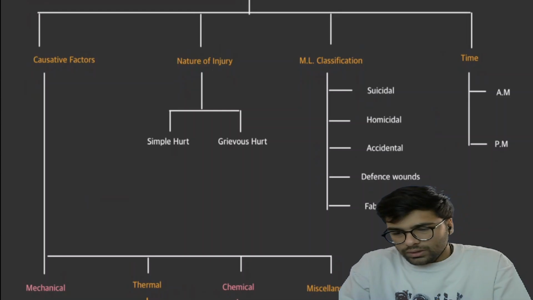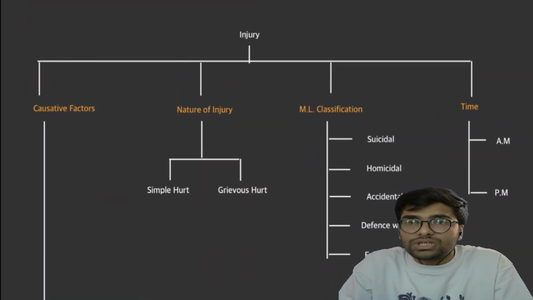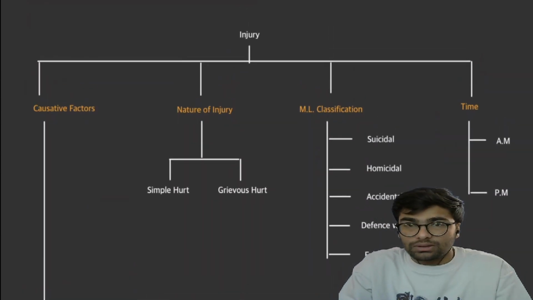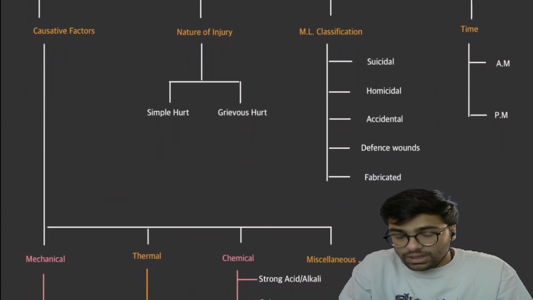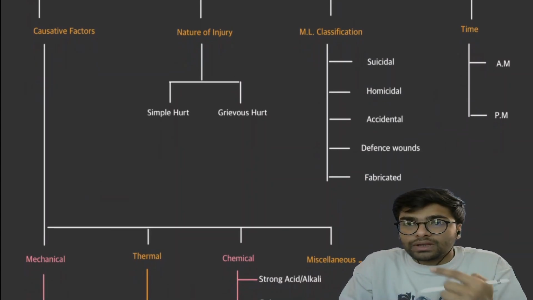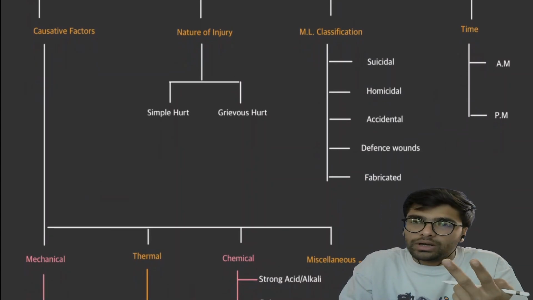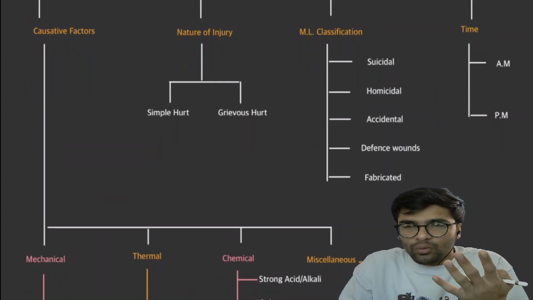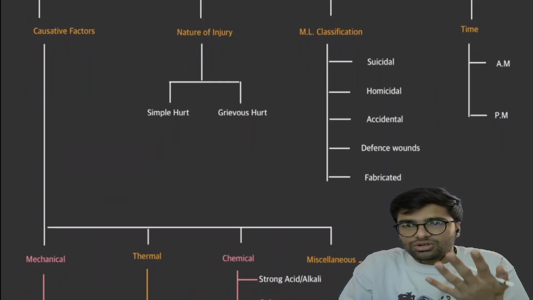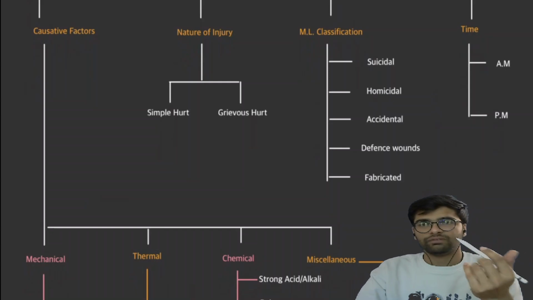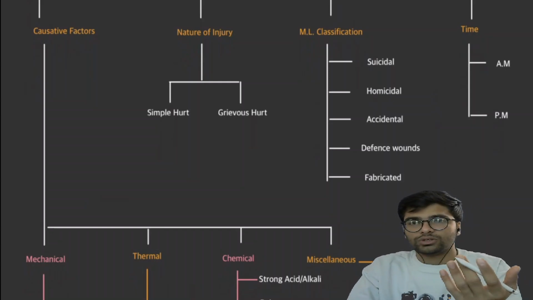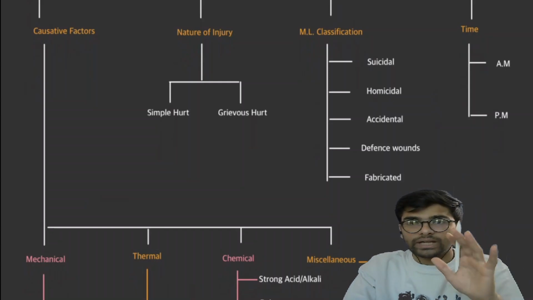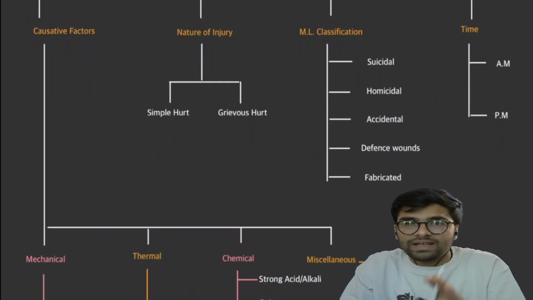Okay. The third method through which we can classify injury is medico-legal classification. Medico-legal classification includes suicide, homicide. Homicide means murder. Accidental, defense wound. Defense wound means victim is trying to defend himself or herself from the attacker. So while defending, he or she may get some kind of wound, and so they are defense wound.